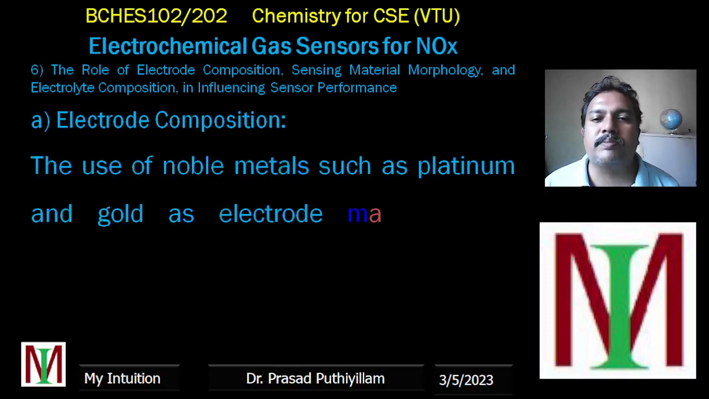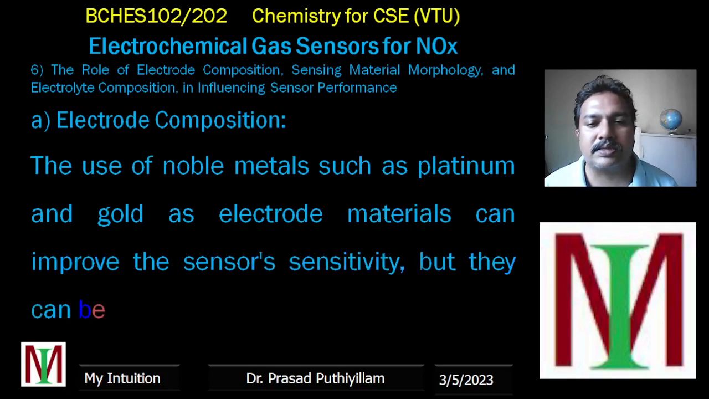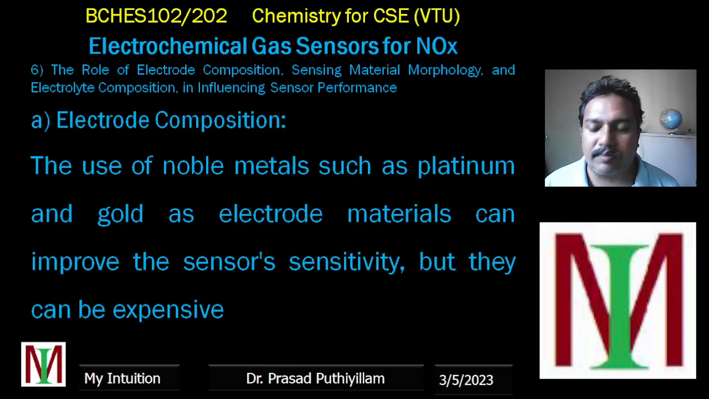The use of noble metals such as platinum and gold as electrode material can improve the sensor sensitivity, but they can be expensive. Platinum and gold are expensive.